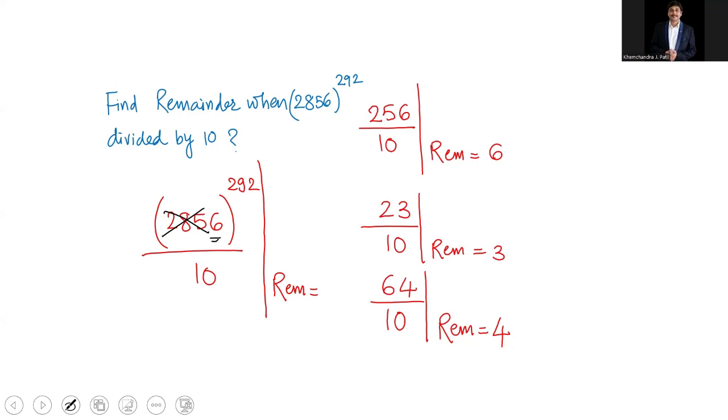Yes, 6 is the remainder here. The unit place of this expansion is the remainder. Okay, Gaurav, Yash, you got this point.